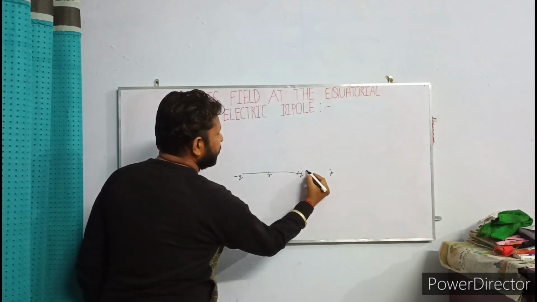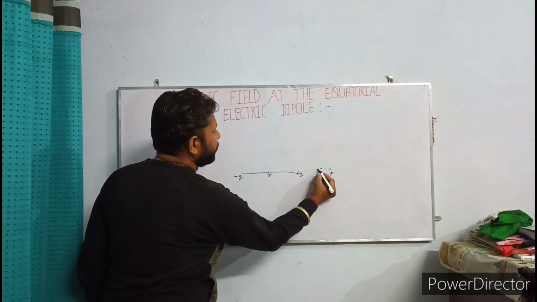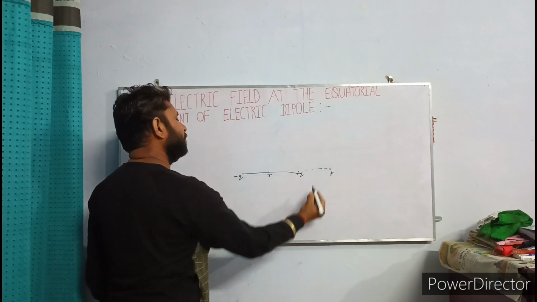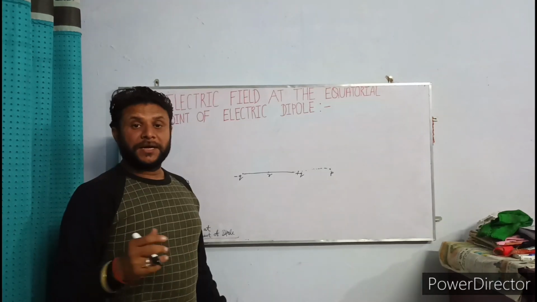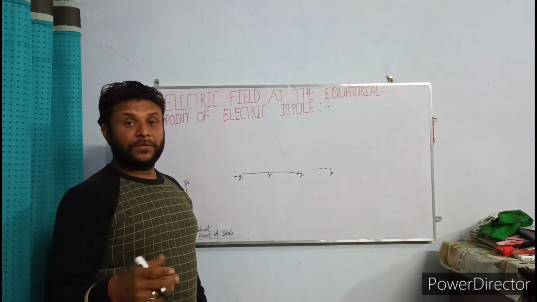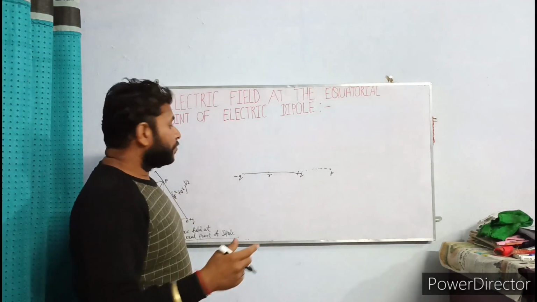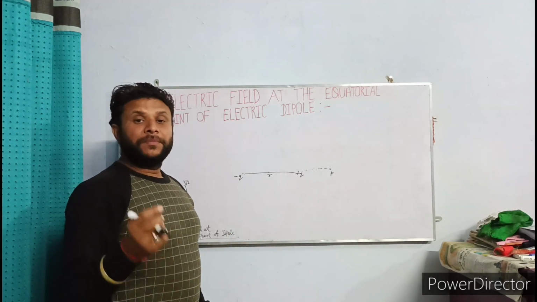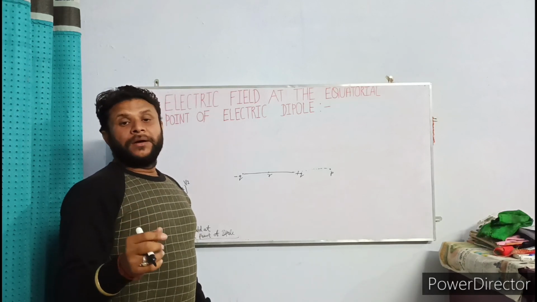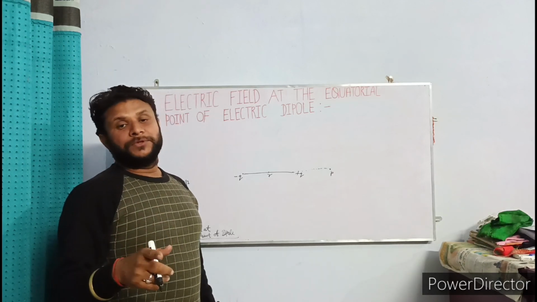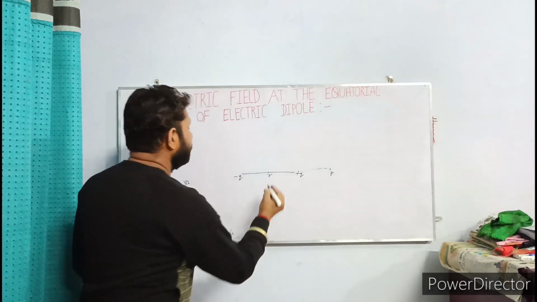We already found the electric field at this point. Now we have to calculate the electric field at the equatorial point. Where will be the equatorial point? Equatorial point will be at the midpoint and vertical position and perpendicular position of the electric dipole.